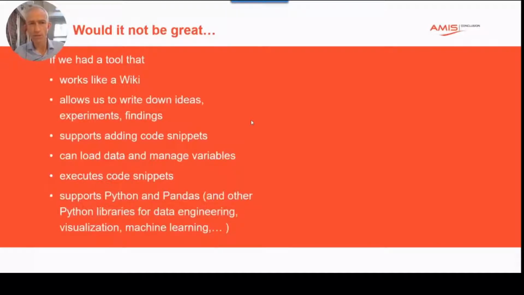Would it now not be great if we had a tool that works like a wiki, that allows us to jot down ideas, experiments that we want to perform, experiments that we have performed, and the findings? We're working, after all, in the data science lab. And that would also allow us to include code snippets, and that can even execute those code snippets, load data, and manipulate the data right there. So it's a combination of documentation and lab reports and the actual work we're doing.